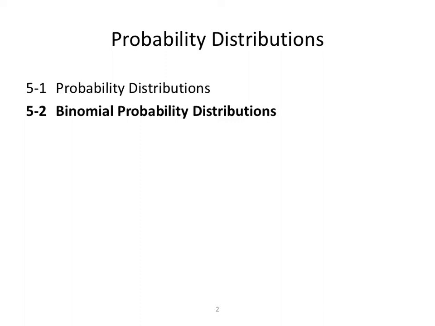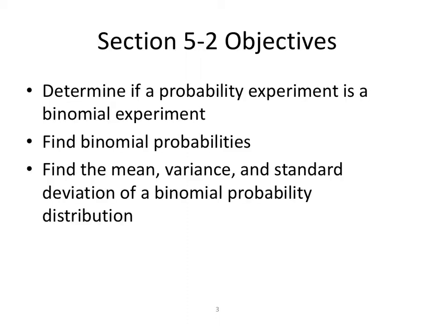In this video, we are going to finish up Chapter 5, Section 5.2, where you're going to be learning about binomial probability distributions. Your objectives here are going to be to determine if a probability experiment is a binomial experiment, find binomial probabilities, and find the mean, variance, and standard deviation of a binomial probability distribution.